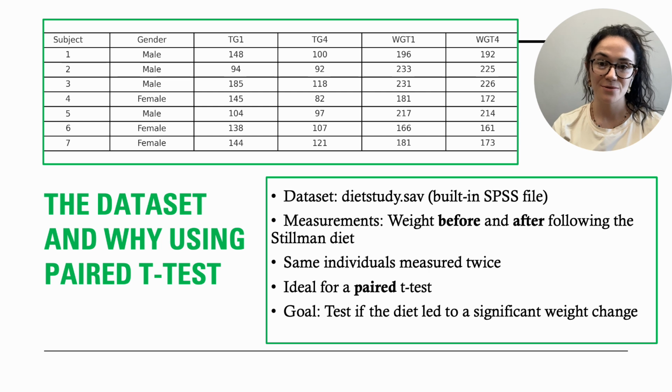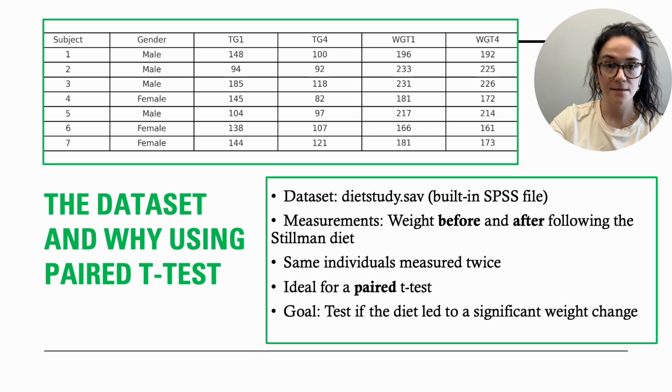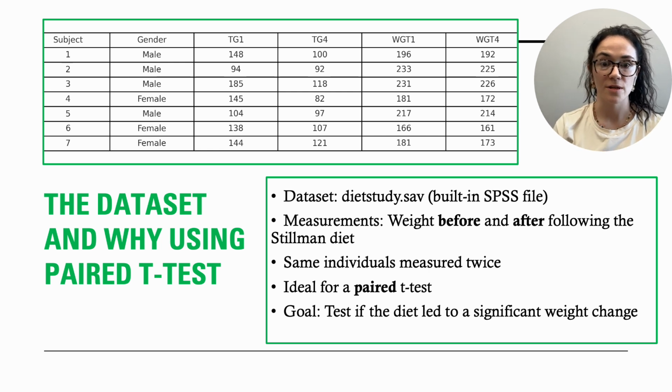Because the same individuals are measured at 2 different points in time, both before and after the diet intervention, this dataset is a perfect candidate for a paired t-test. A paired t-test is ideal anytime you have repeated measurements on the same subjects and you want to see if there was a statistically significant change.